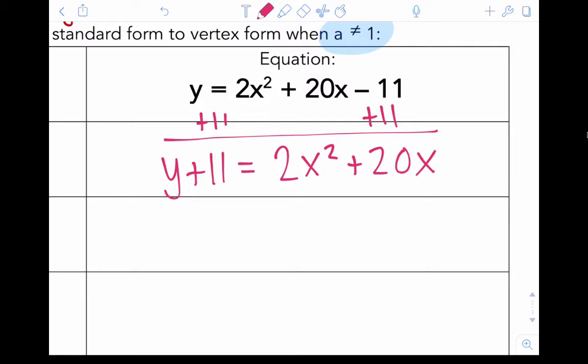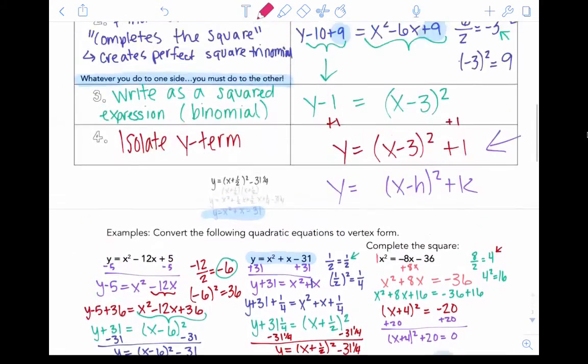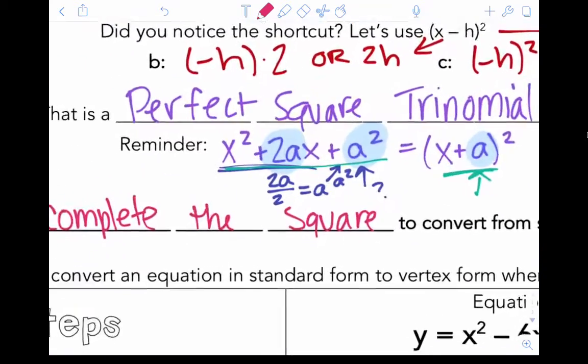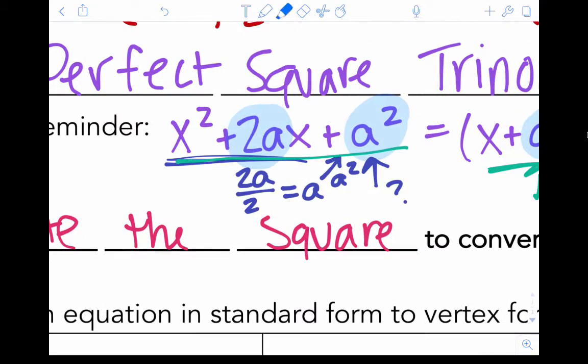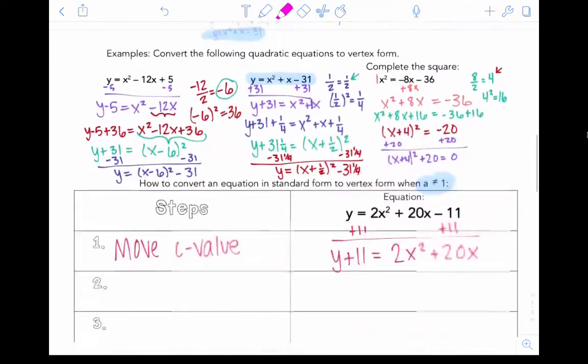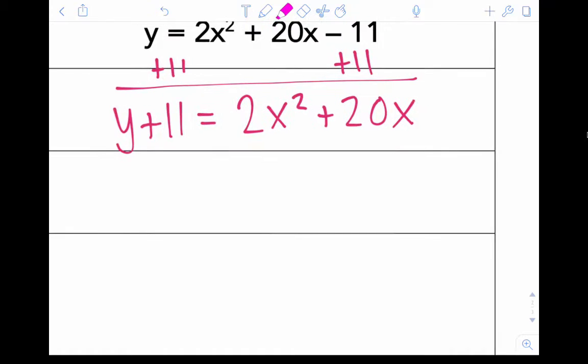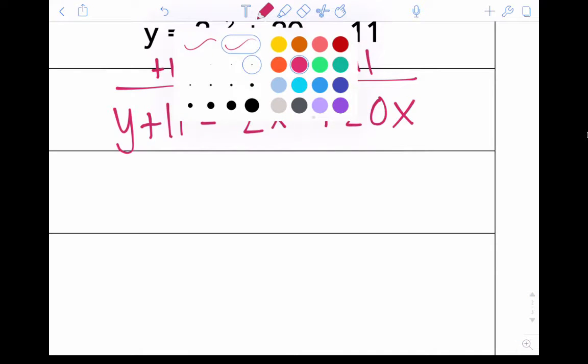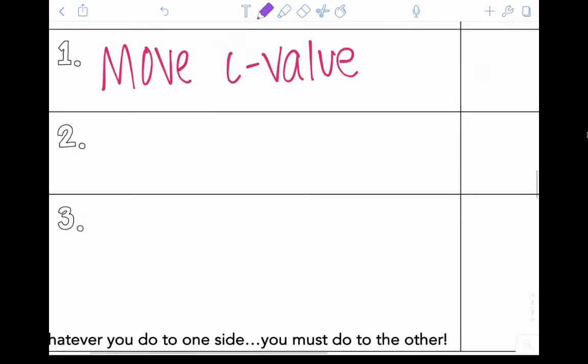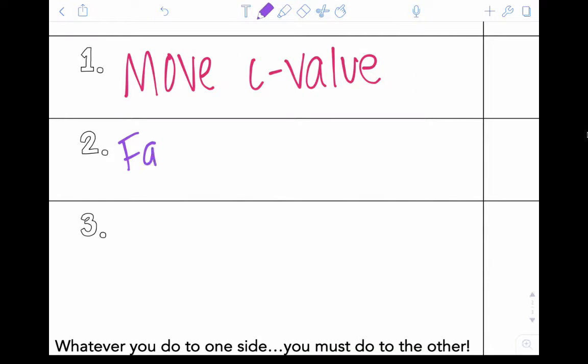But I cannot complete this square right now. If we look back to that perfect square trinomial, the one thing about it is this was just an x squared. There was no number in front of it other than 1. So I need to get this to be the same. I need this to be a 1. To do that, I'm going to have to factor out whatever value is right there. So my second step is going to be factor out the a value.